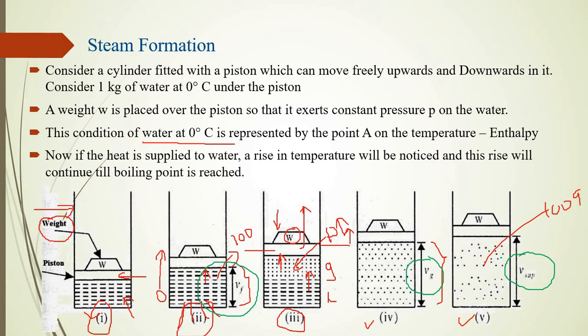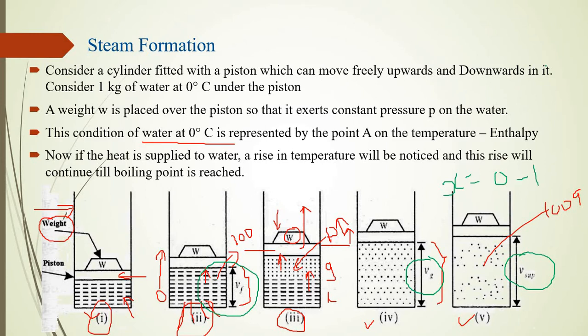There is no liquid particle inside the cylinder. Total water is converted into steam. If you consider the number of dry particles available there, that is defined by x, the dryness fraction x. The dryness fraction value lies between 0 and 1.